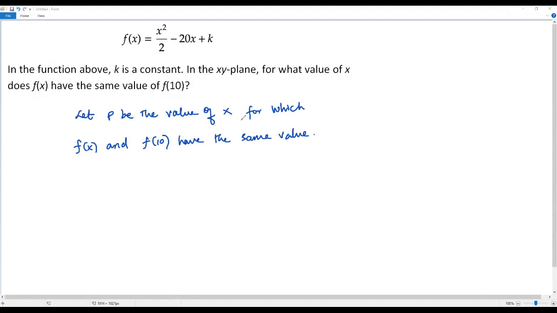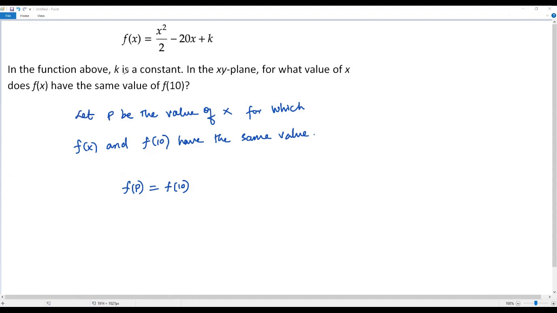That is, let p be the value of x for which f of x and f of 10 have the same value. When I plug in this p for x over here, I get f of p. And so according to the question, this f of p and f of 10 have the same value. That is, they are equal.